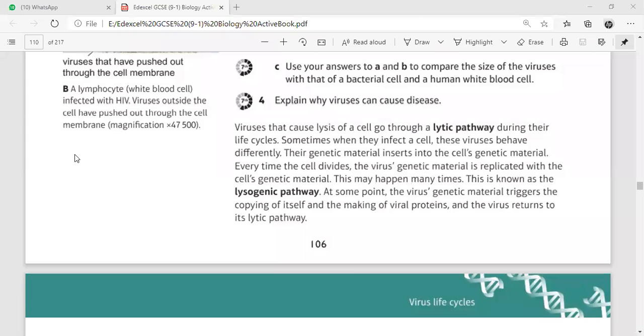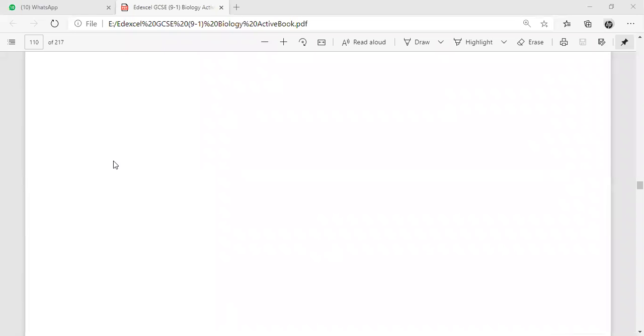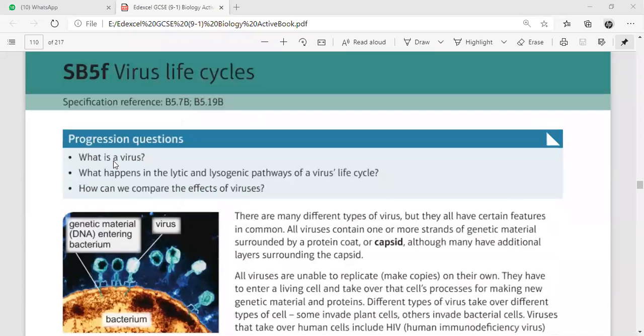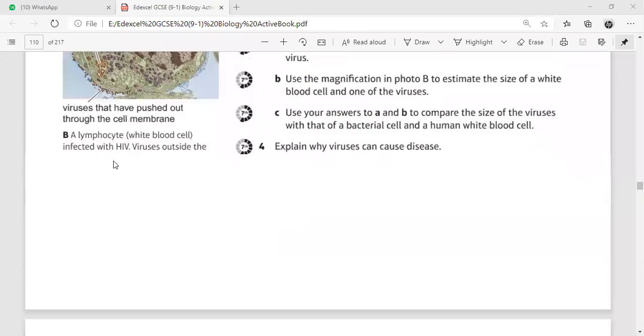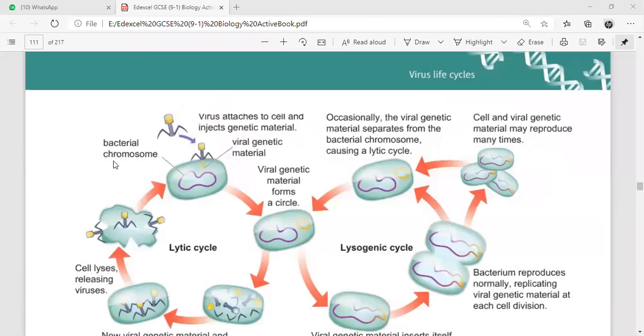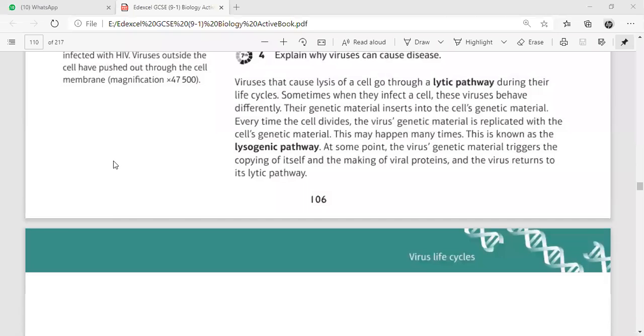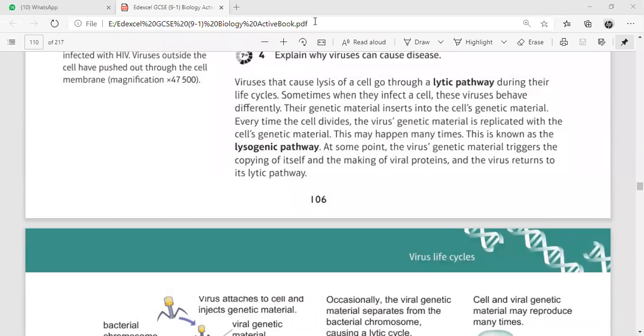We are going to talk about the life cycle of the viruses. Viruses actually have two life cycles. There are two stages: lytic and lysogenic. One is the lytic pathway, and the other life cycle is lysogenic.